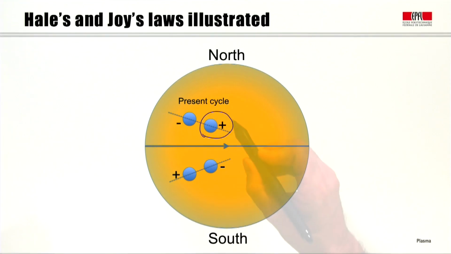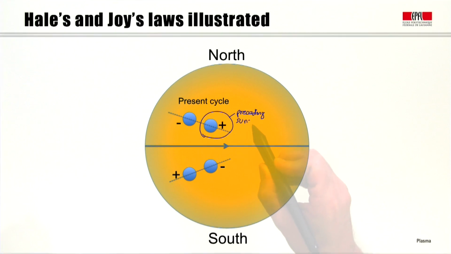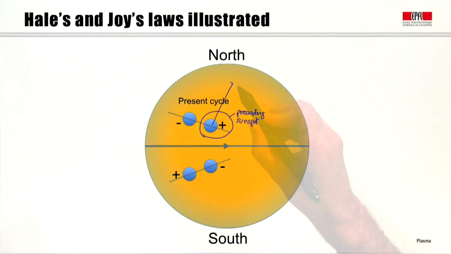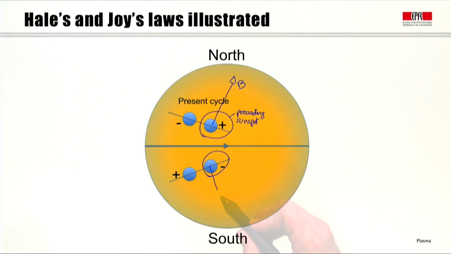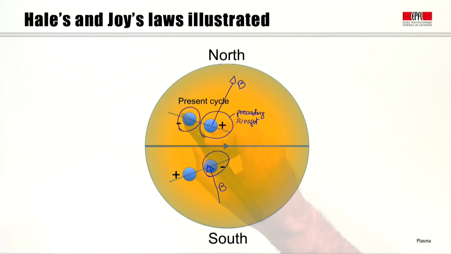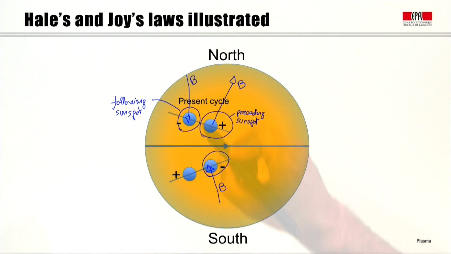So, for example, in the sketch here, if we look at the preceding sunspot in the northern hemisphere and the corresponding preceding sunspot in the southern hemisphere, their magnetic fields are pointing in opposite directions. Similarly, following sunspots have opposite polarities in the two hemispheres.